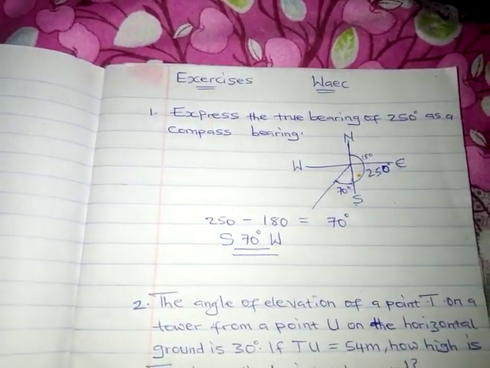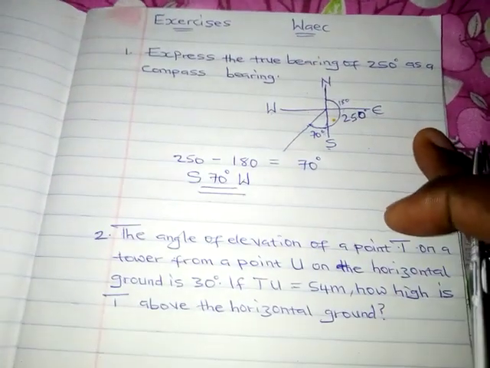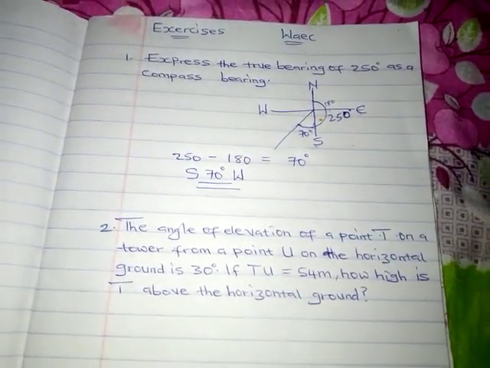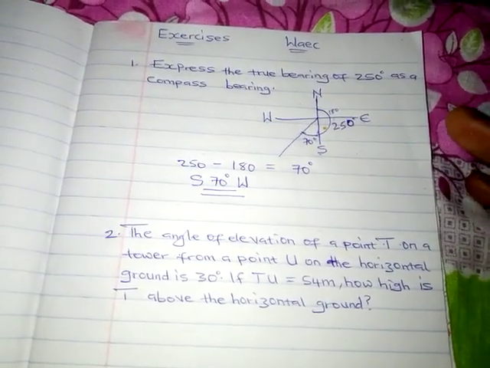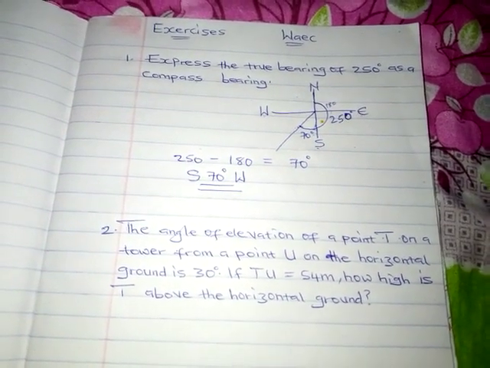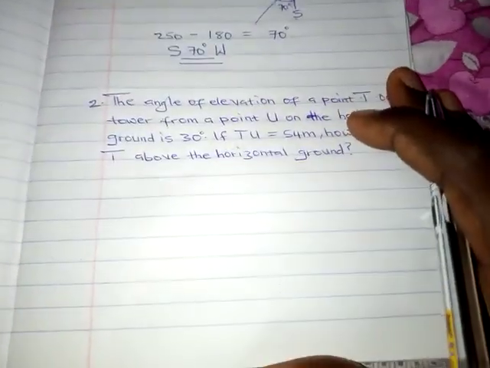So compass bearing is also called acute bearing. It's a bearing that deals with angles less than 90 degrees. So any question you are solving on compass bearing is always less than 90 degrees. And you always make reference to your cardinal points when writing your answer: north, east, south, and west. So that is for that.